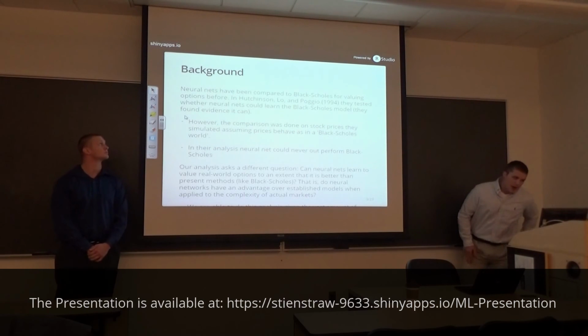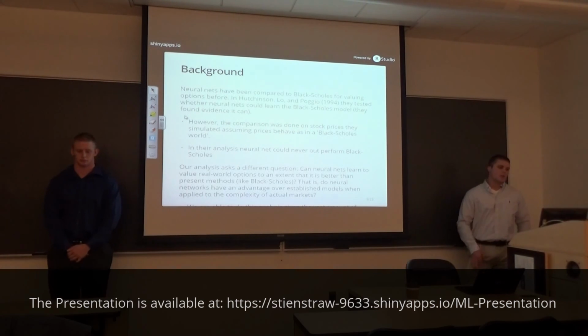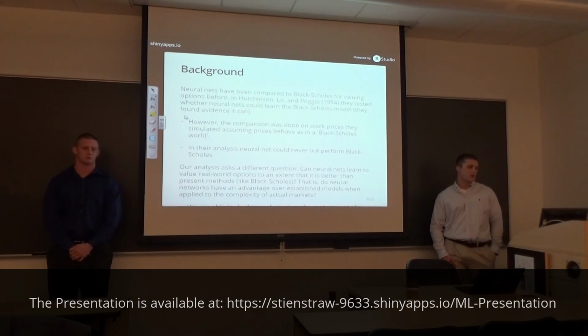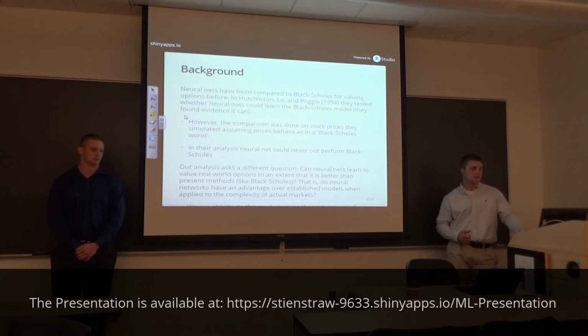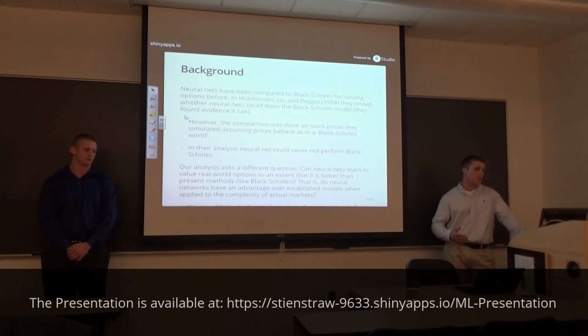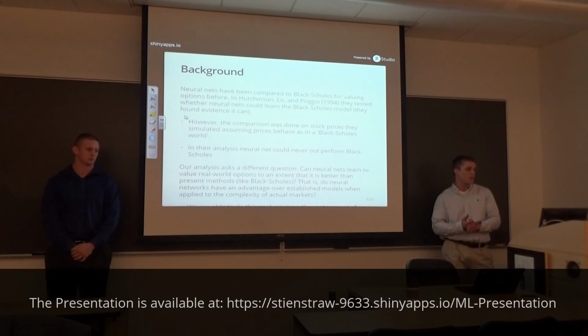Okay, to get started, some background. Neural networks have been compared to the Black-Scholes for valuing options before. Hutchinson, Lo, and Poggio in '94 tested whether neural nets would learn the Black-Scholes model. They definitely found evidence that it could. However, the comparison was done on prices they simulated, assuming prices behave as in the Black-Scholes world. So in their analysis, the neural net could never outperform the Black-Scholes.